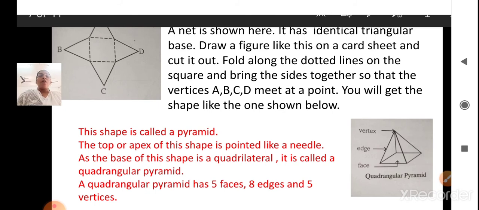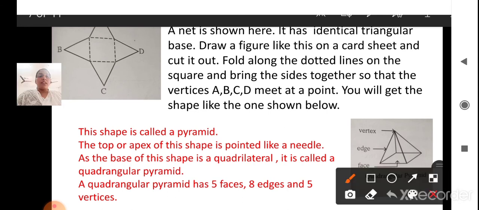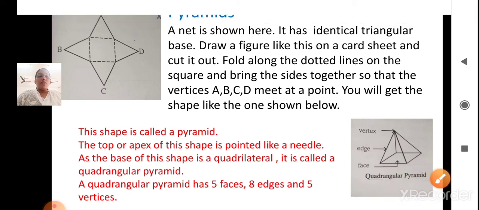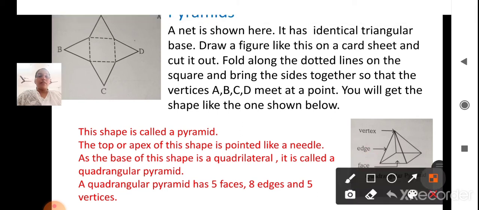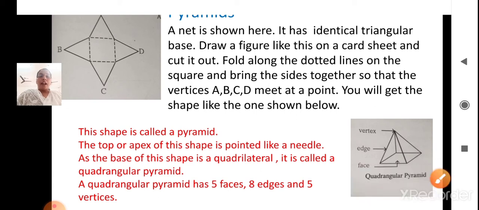It has 5 faces, 8 edges, 5 vertices. Faces, edges and vertices I have shown here in this figure. See, this is the vertex, this is the edge and this is the face. Clear children? Okay, I'll repeat it one more time.